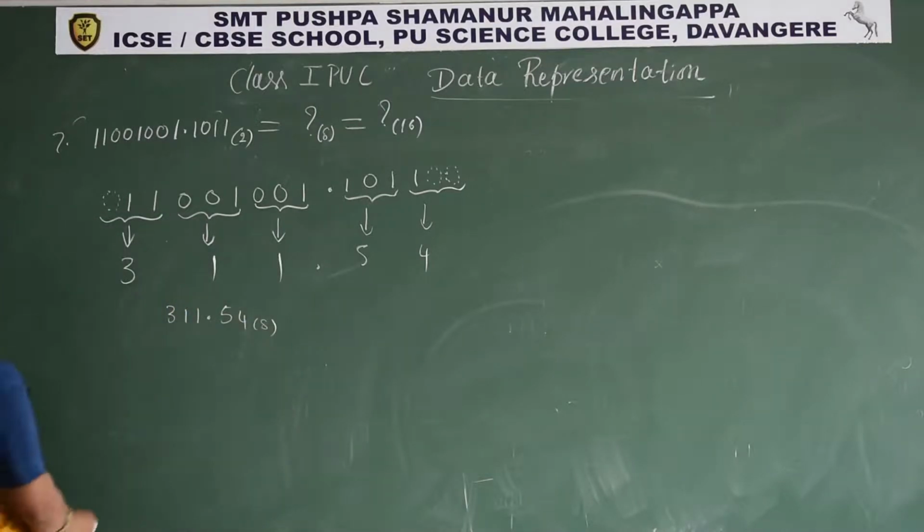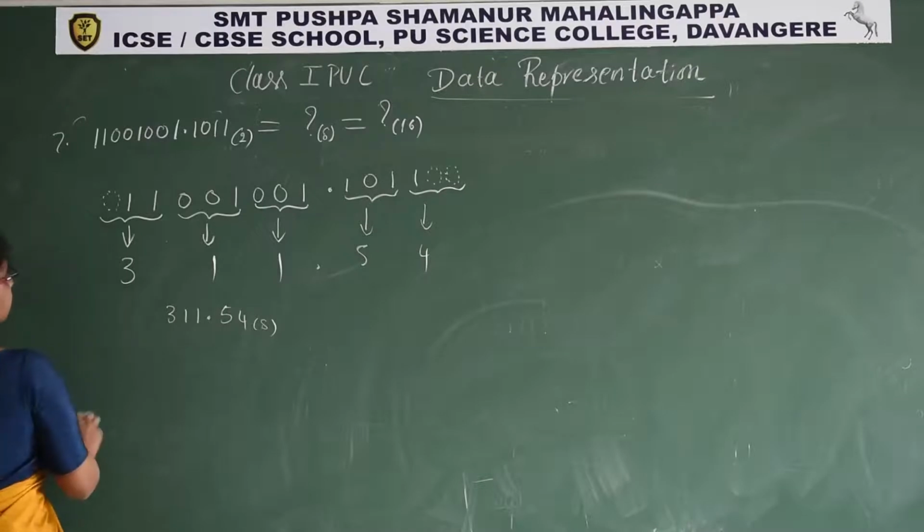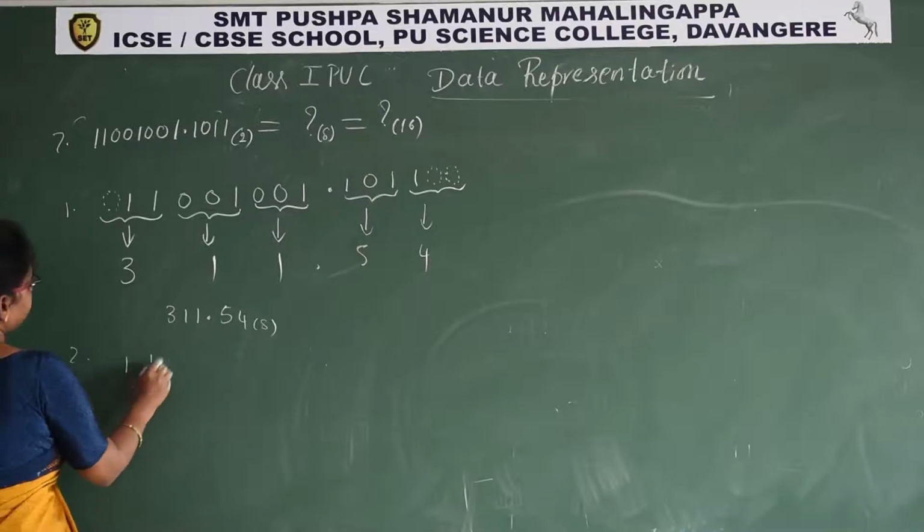Next, octal is over. Now hexadecimal. Make a group of 4 bits.